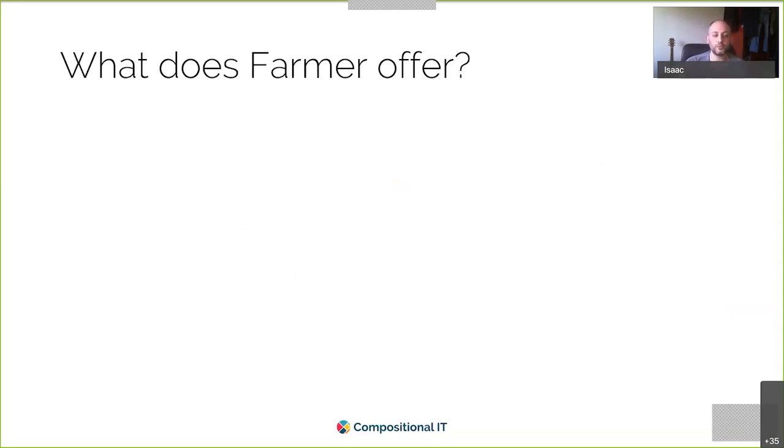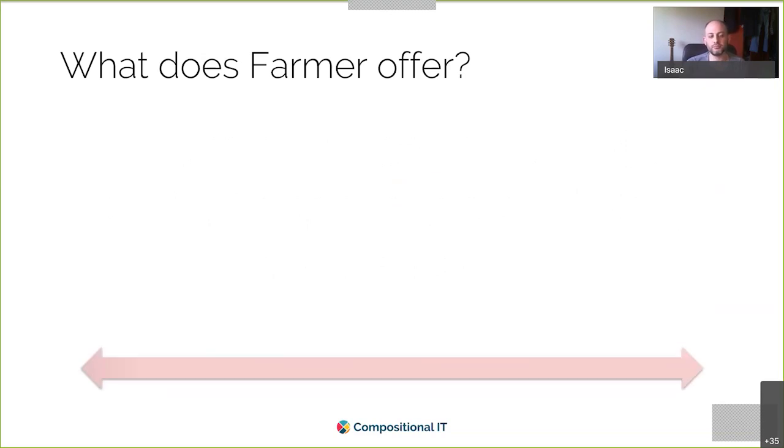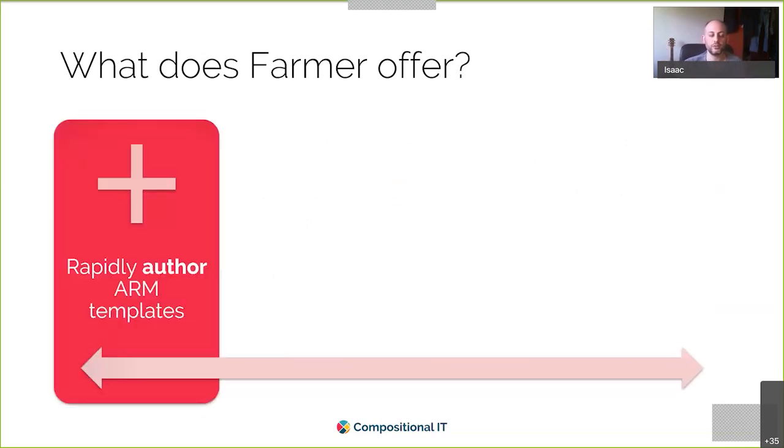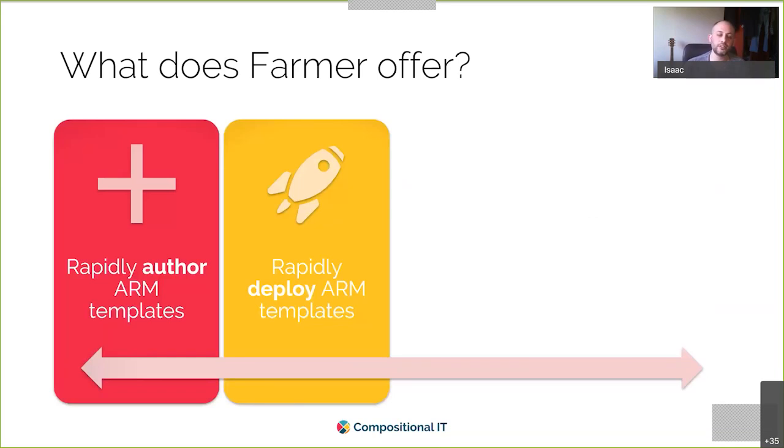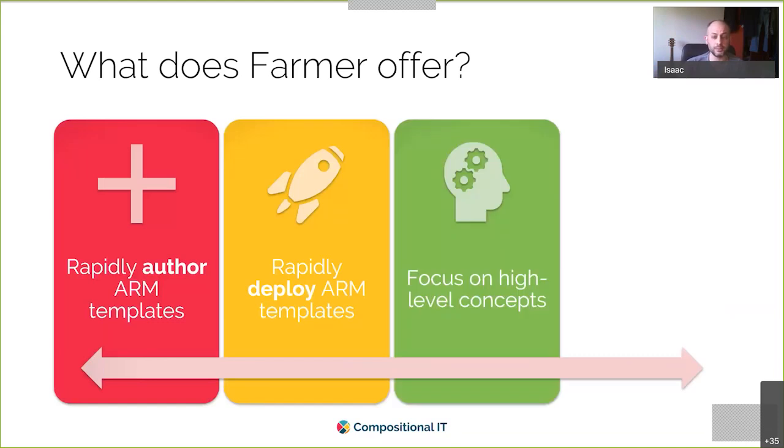So what does Farmer offer? It's got, I'd say, four features, or guiding principles. One, the ability to rapidly author ARM templates. Two, the ability to rapidly deploy ARM templates. Now, you don't have to use this. You can just use it to rapidly author, but you can also hook into another part of Farmer that lets you do an entire pipeline where you can basically go from nothing to a deployment completely within Farmer.